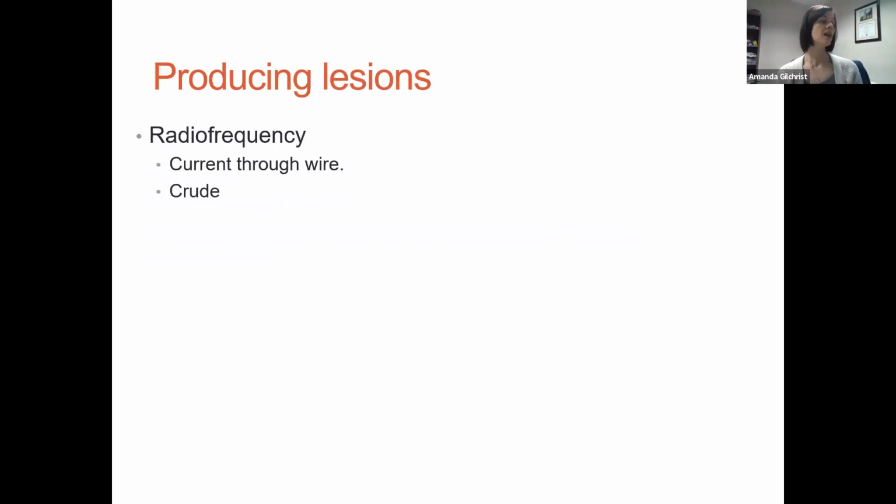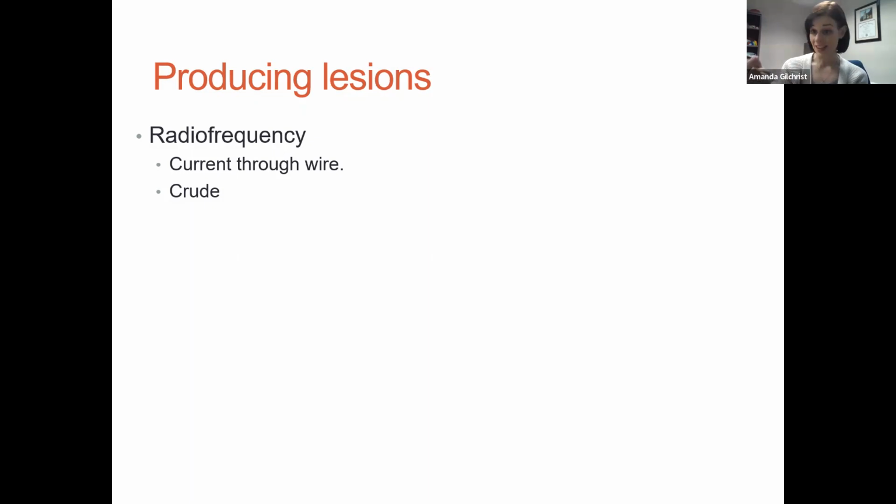So now we're going to talk about producing lesions in animal brains. All of these are going to be accomplished by anesthetizing an animal, putting it into a stereotaxic device, which stabilizes the head and allows you to be precise when you are producing this brain damage. We're going to start by talking about radiofrequency lesions, or RF lesions. These are produced by inserting a wire through the brain to the area that you want to ablate. You inject an electrical current into that wire, and the heat from that current will damage the tissues, including any neurons or glial cells that are nearby.